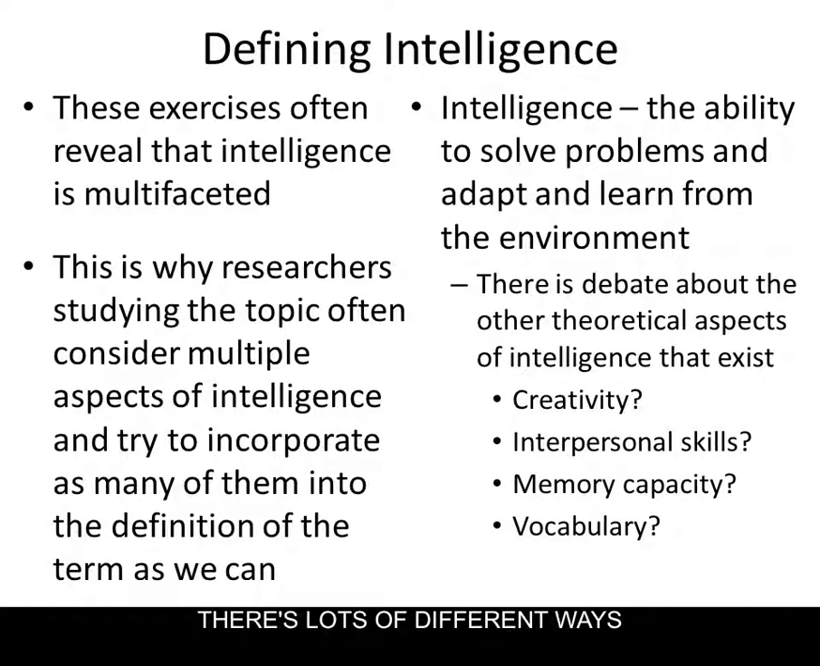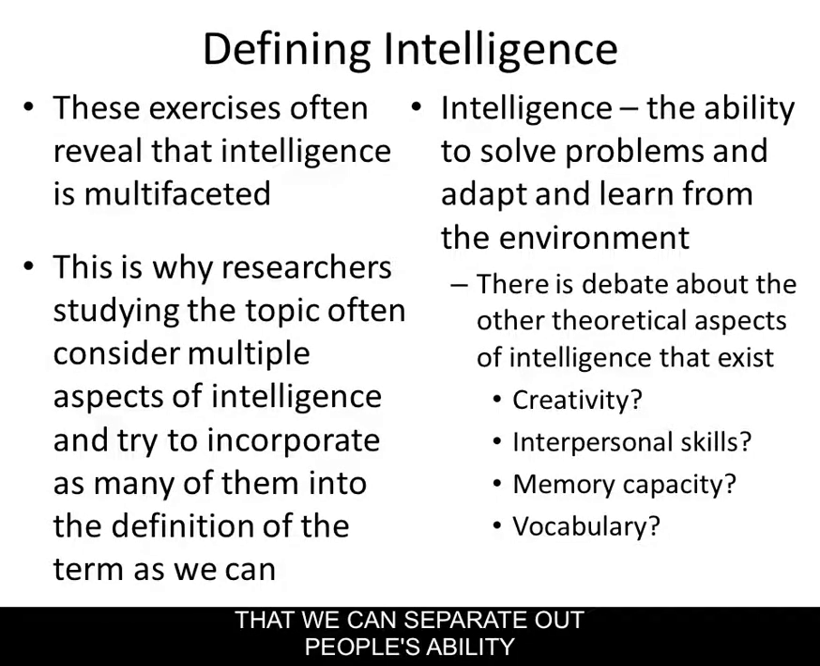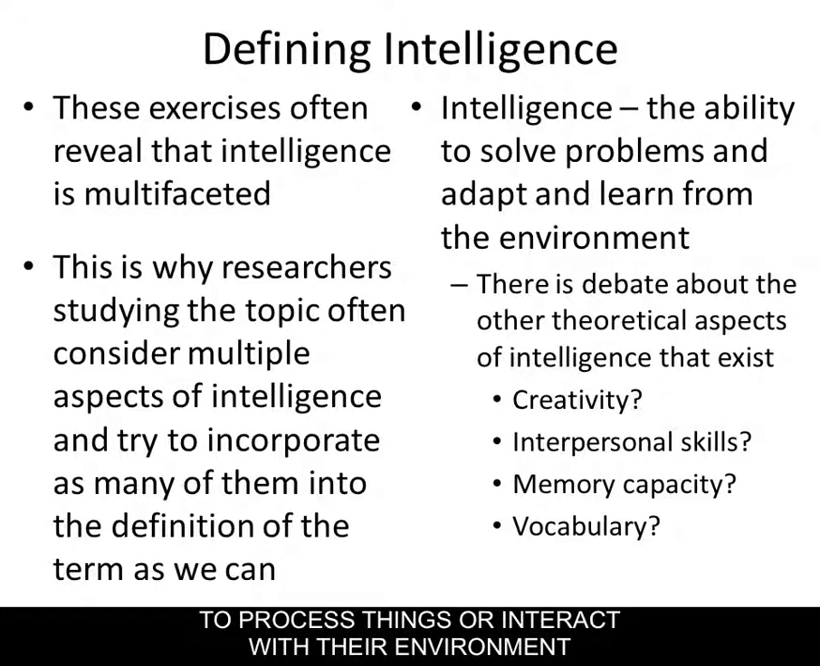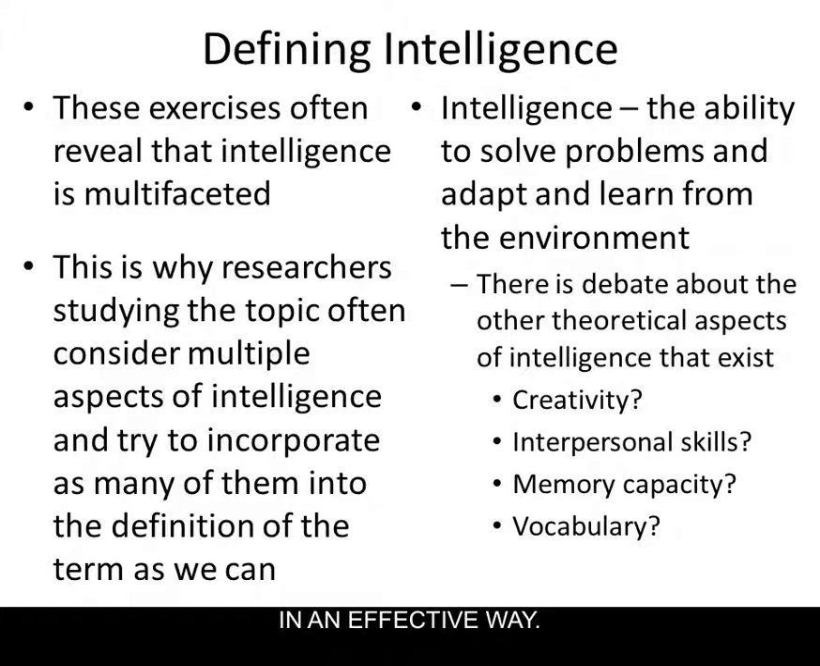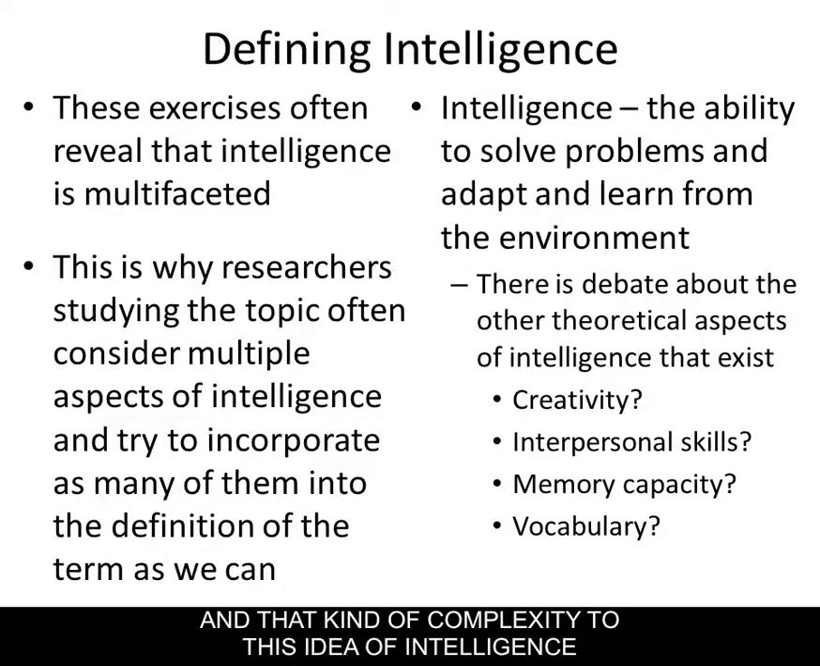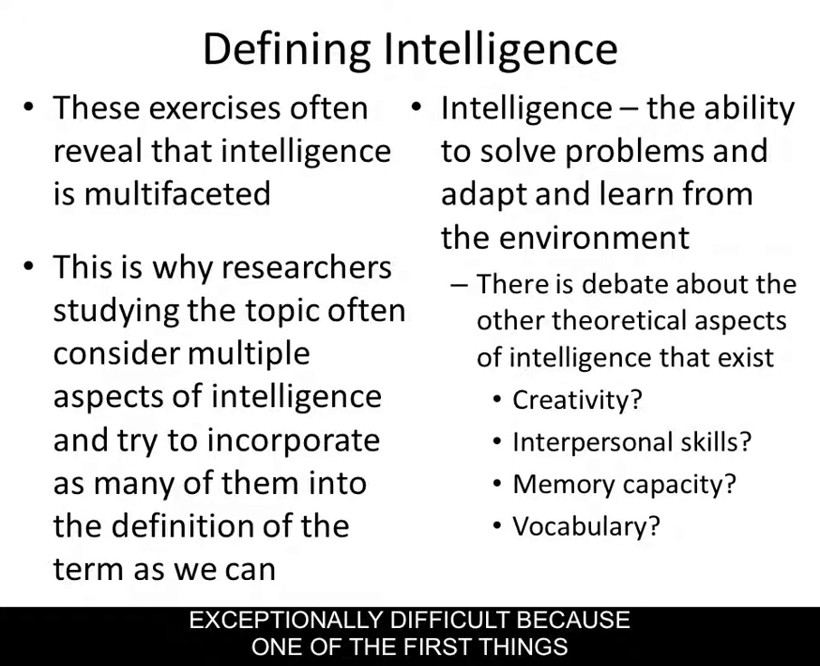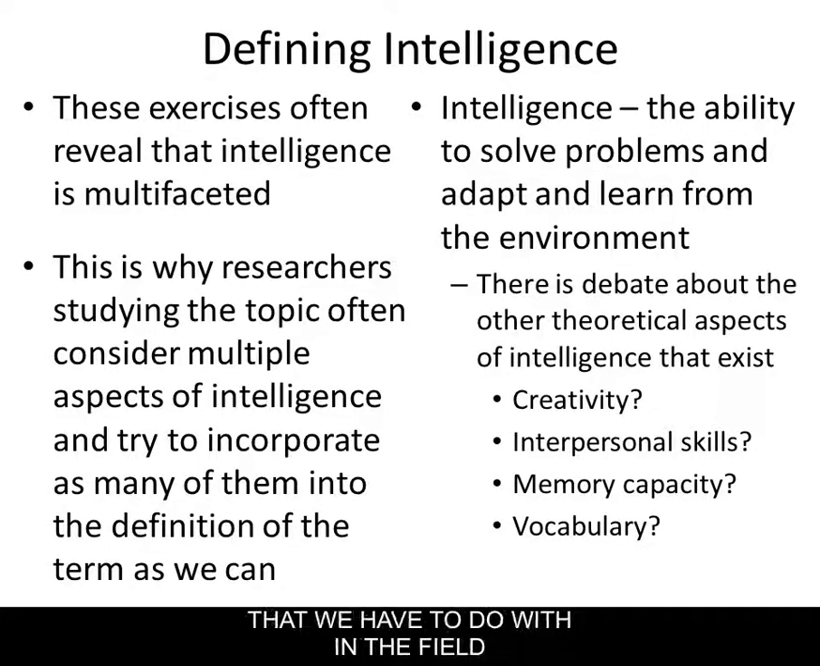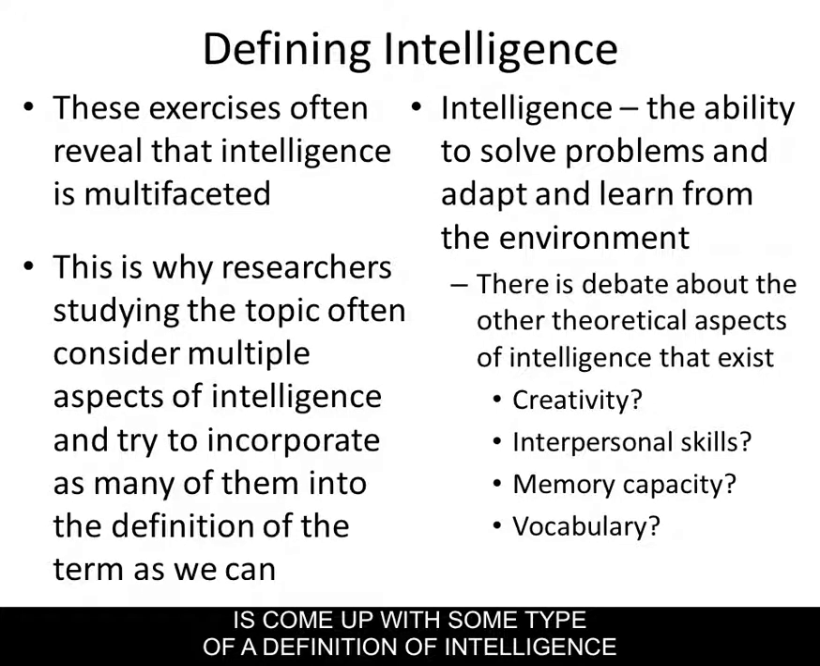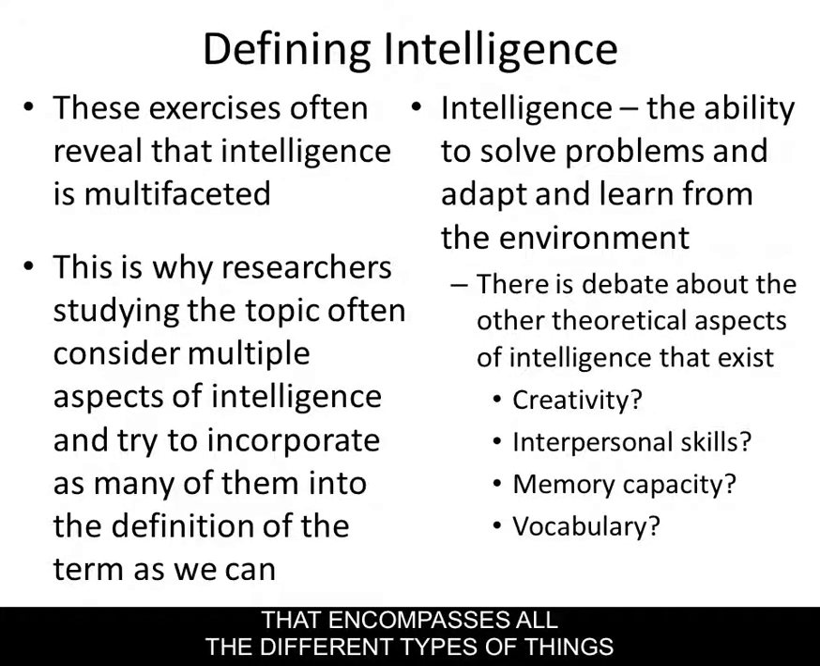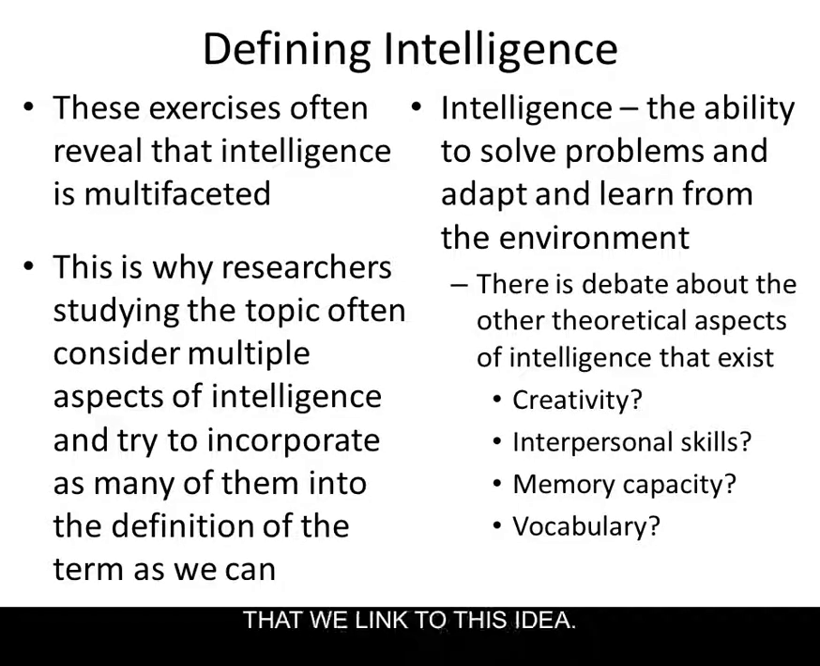There's lots of different ways that we can separate out people's ability to process things or interact with their environment in an effective way. And that kind of complexity to this idea of intelligence is something that makes studying this particular topic exceptionally difficult, because one of the first things that we have to do within the field is come up with some type of a definition of intelligence that encompasses all the different types of things that we link to this idea.